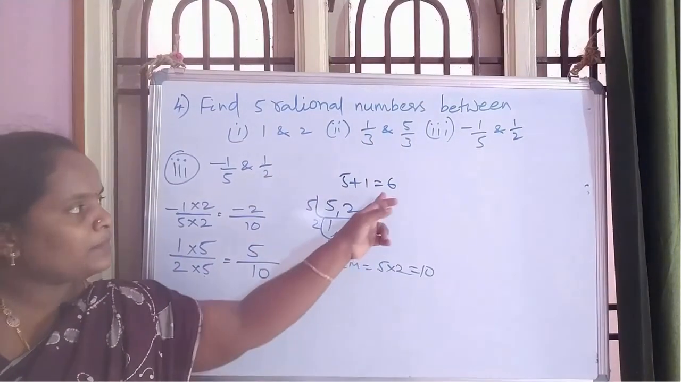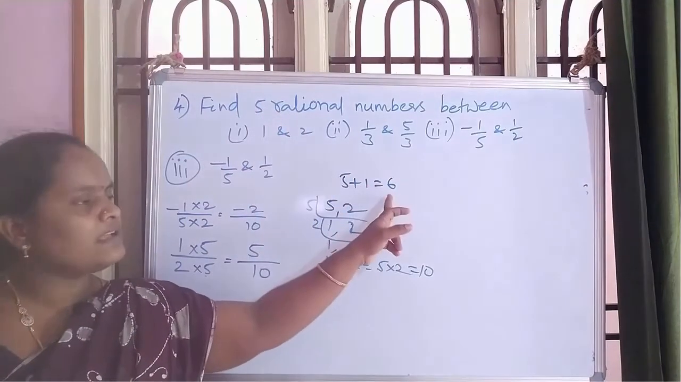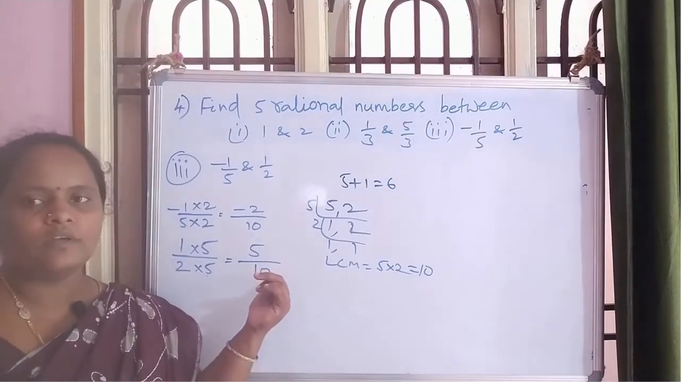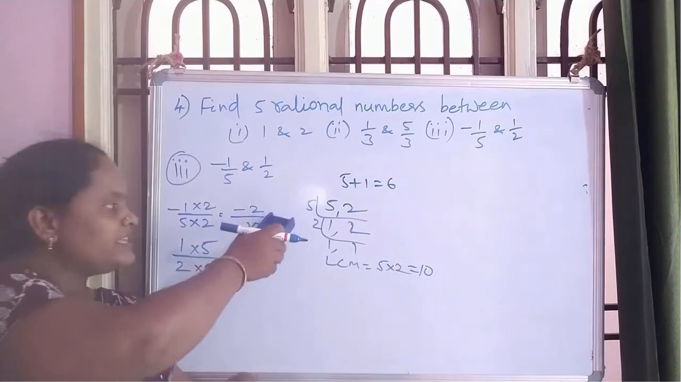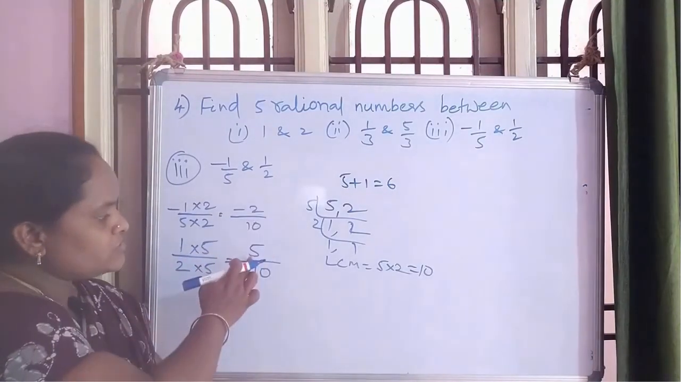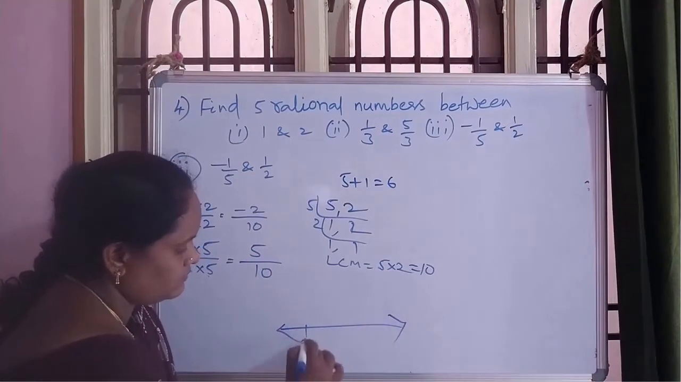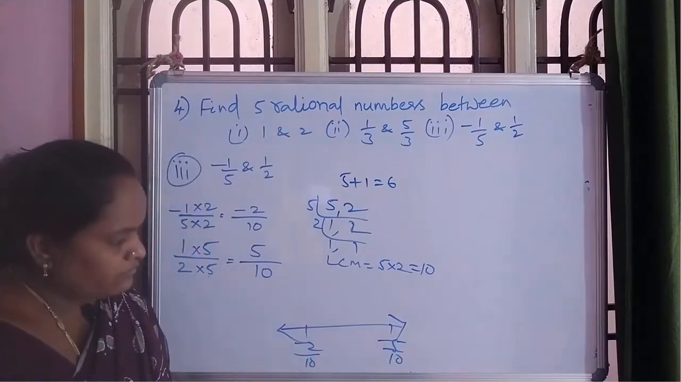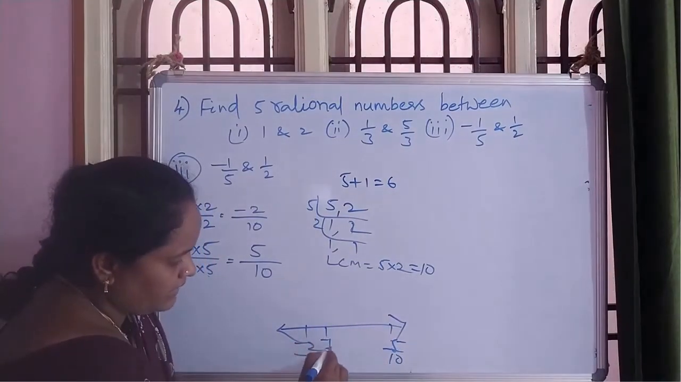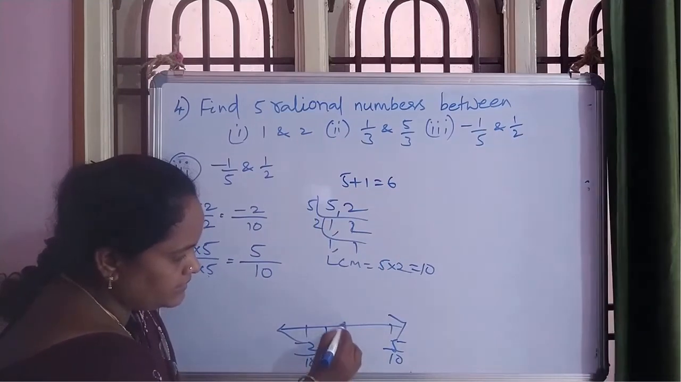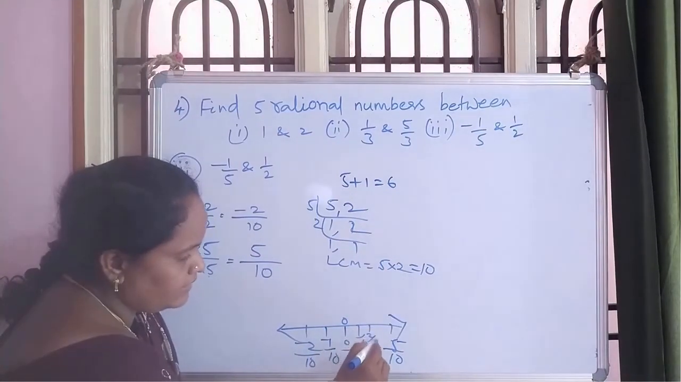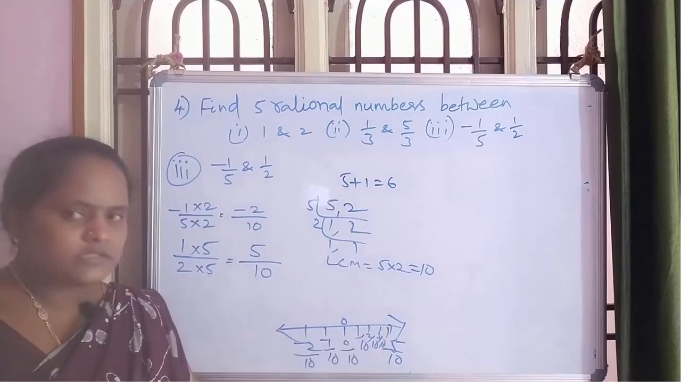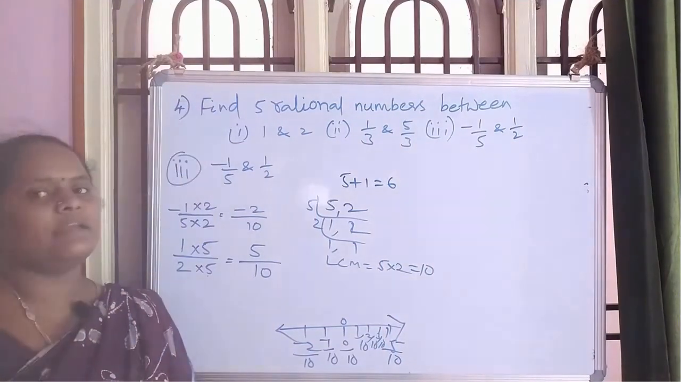Sometimes without multiplying with 6, here 5 rational numbers are asked, so 5 plus 1 6, 6 by 6 we have multiplied in previous questions. Here also we need to do, but before doing that sometimes we get 5 rational numbers here itself. Just check in between minus 2 by 10 and 5 by 10, I have minus 1 by 10, 0 by 10, that is 0, 1 by 10, 2 by 10, 3 by 10, 4 by 10. So 1, 2, 3, 4, 5, 6. So 6 rationals are there. Out of those 5 can be written.